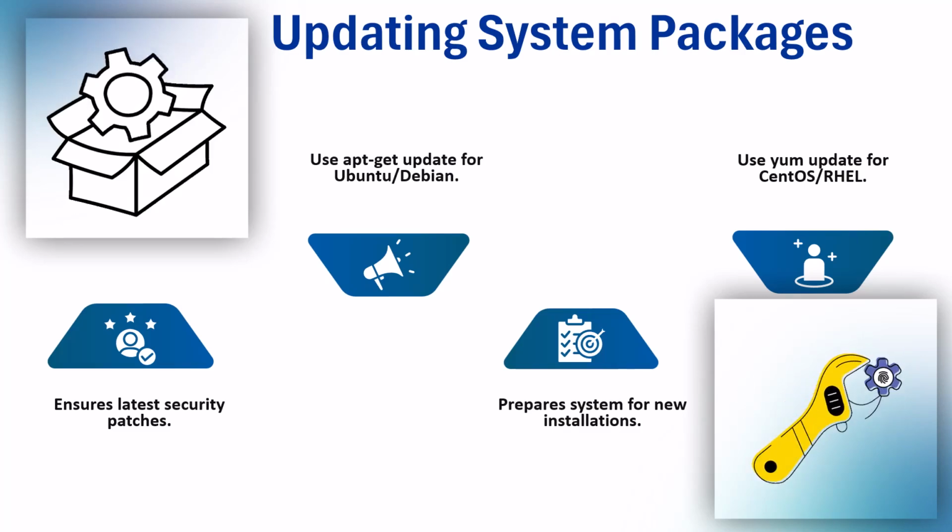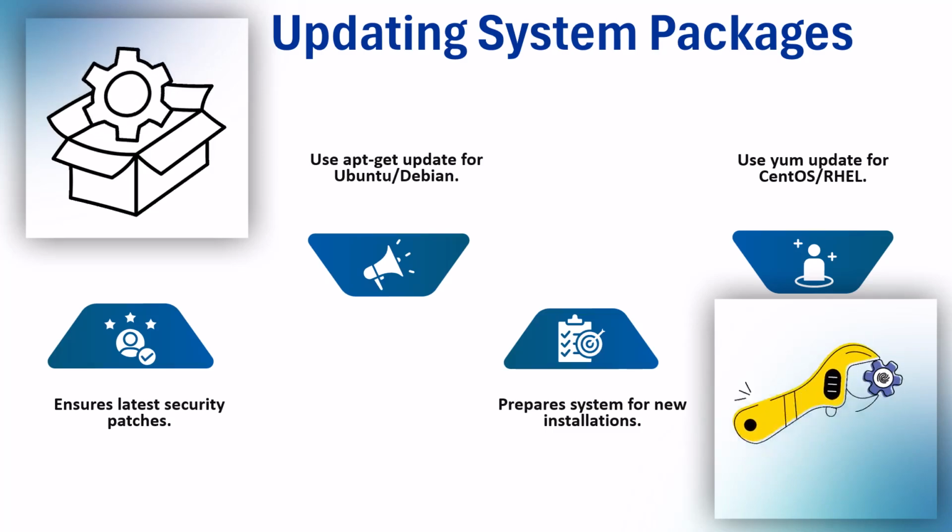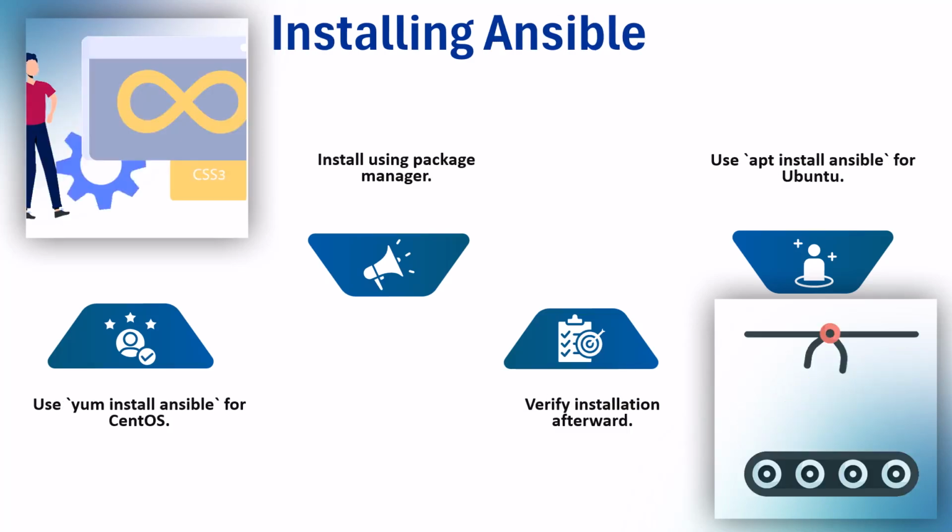First things first, updates. Keeping packages fresh is like keeping your coffee hot. It keeps things running smoothly. Whether you're Team apt-get or Team Yum, just make sure your system is ready for action. No outdated dependencies allowed. Time to install Ansible. Think of it as downloading superpowers for automation.